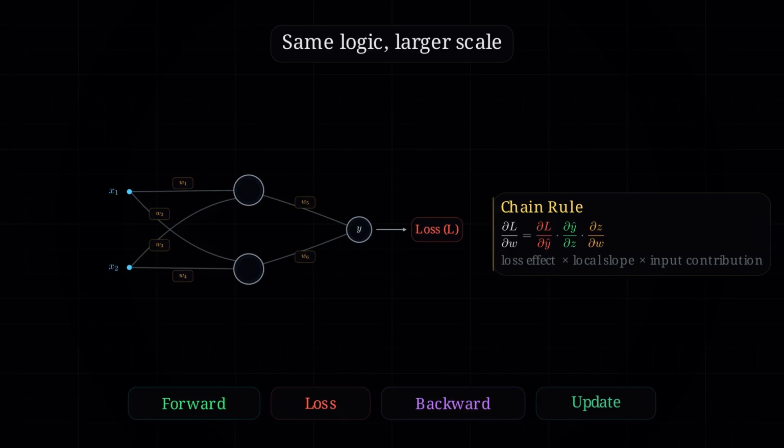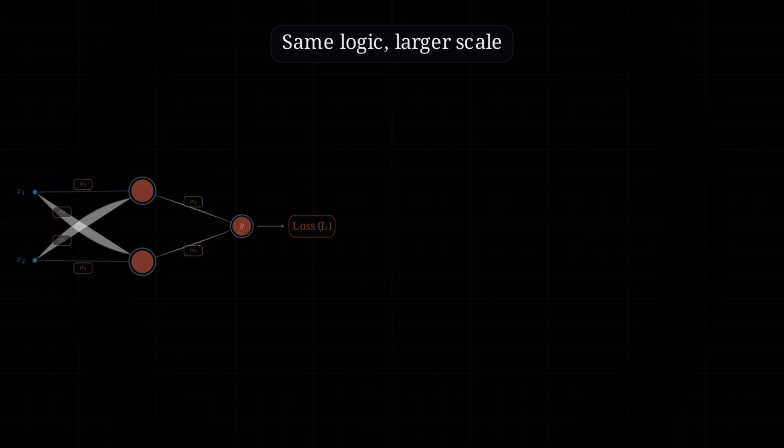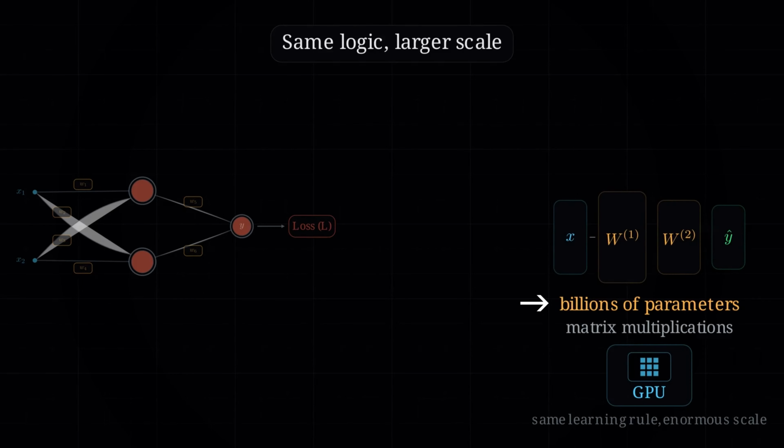Now here is the important part. In our example, we only had 6 weights, but modern AI systems are much larger. Large language models can have billions of weights. These weights are often called parameters or learnable parameters. So how can we possibly compute gradients for billions of parameters? The answer is matrix multiplication. A large part of backpropagation becomes giant matrix operations, and this is exactly where GPUs become important. GPUs are very good at doing many matrix operations in parallel. That is why modern deep learning depends so heavily on GPUs. The same learning idea is still there, but now it happens at enormous scale.